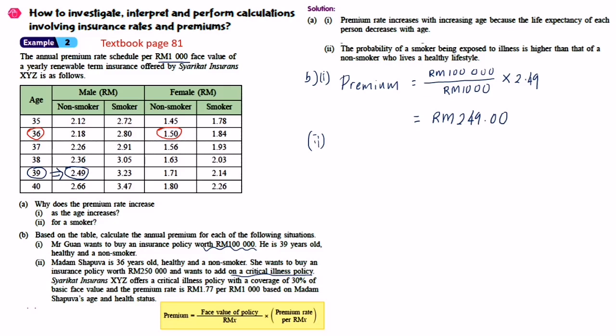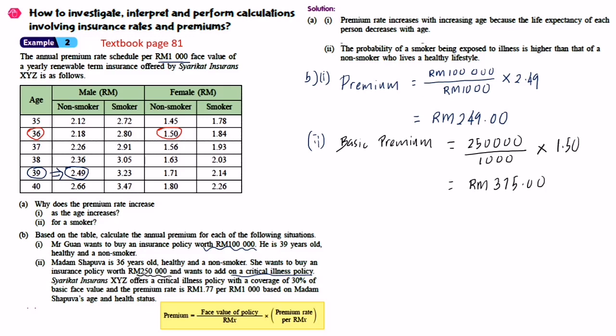Okay, so how to calculate the annual premium? We calculate the basic premium first. The face value of the policy is 250,000 over 1,000 times the rate of 1.5 equals 375 ringgit.